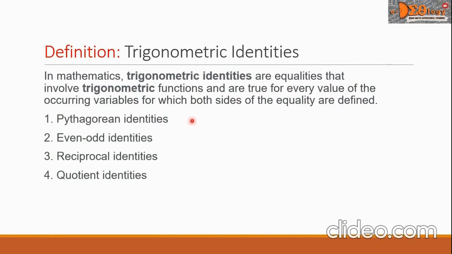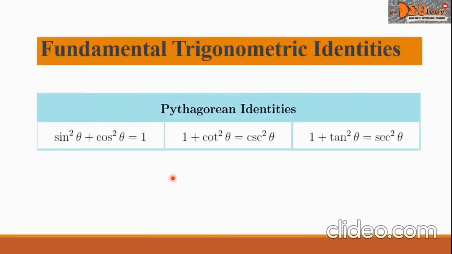In this video, we are going to consider four types of identities. Number one, Pythagorean identities. Second, even-odd identities. Number three, reciprocal identities. And number four, quotient identities. Let's begin with Pythagorean identities.